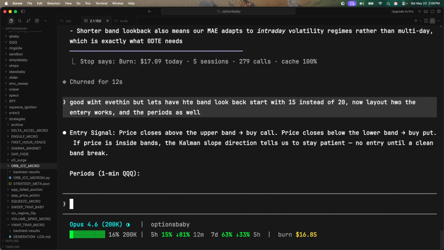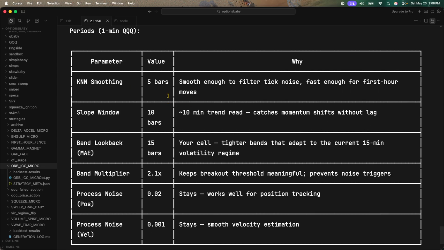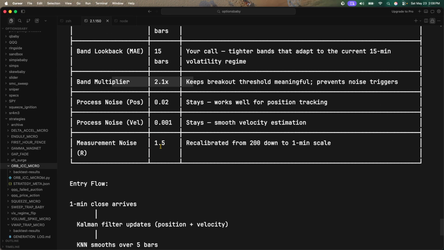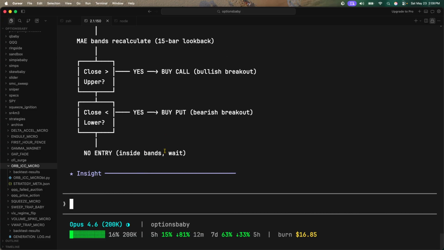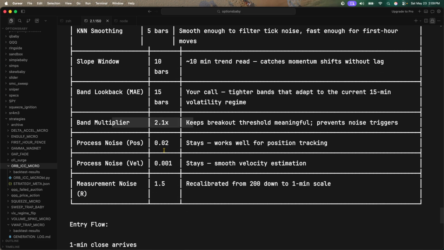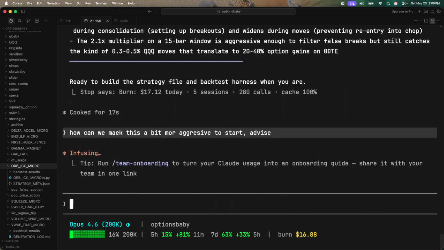So now we're getting more into the weeds of this, fam. Okay, so smoothing out, we have 5, 20, 2.5 times. I think I'm going to make this a little bit more aggressive. How can we make this a bit more aggressive to start? Advice.